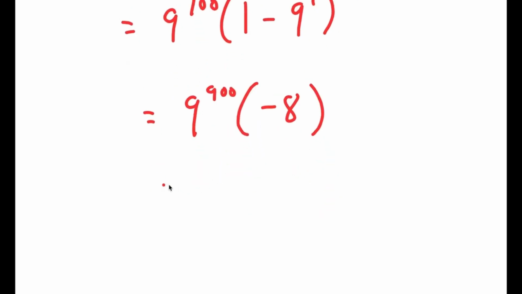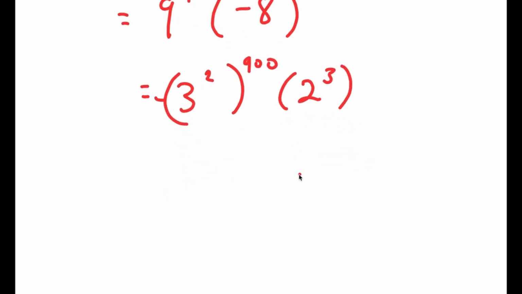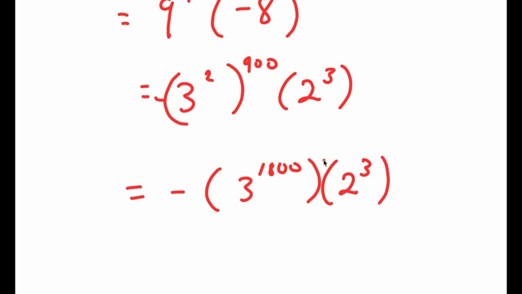So now 9 is the same thing as 3 squared to the power of 900, and 8 is the same thing as, I'm going to add the negative sign over here, 2 to the power of 3. So I get negative 3 to the power of 1800 times 2 to the power of 3, and this is the simplest form that we can get.